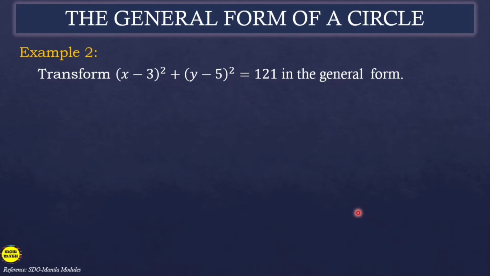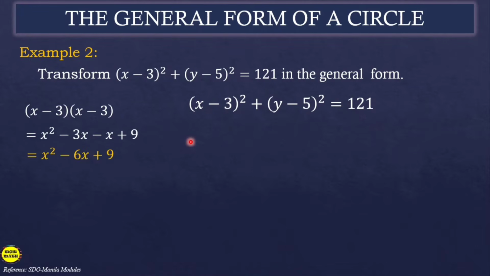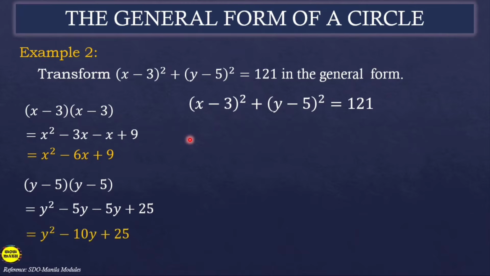Next, we have the quantity of x minus 3 squared plus the quantity of y minus 5 squared is equal to 121. So, ganun din ang gagawin, class. So, hindi ko na isa-isahin kung paano expand. Ipapakita ko na lang. Okay? So, the expanded form x minus 3 squared is x squared minus 6x. So, dapat may 3x dito, class, no? So, sige, edit natin.